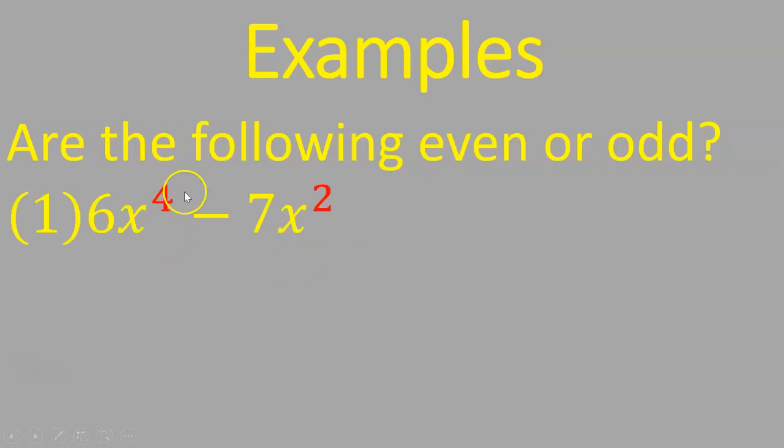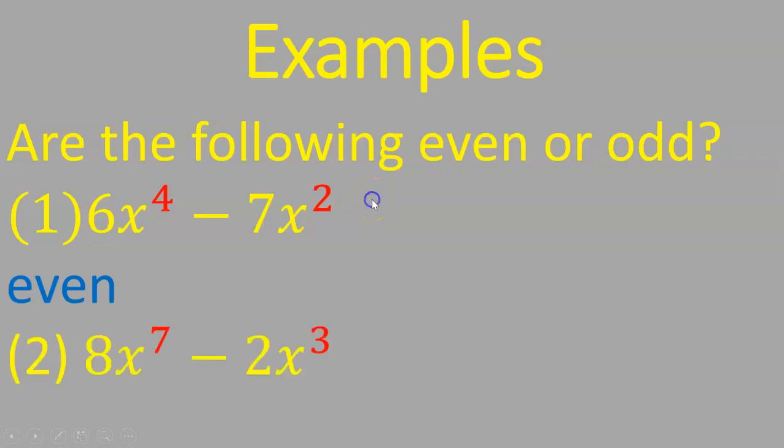So for this one, are the following even or odd? If you have even exponents, we don't care about the 6 and 7. We don't care that 7 is odd. Both variable exponents are even, therefore this is an even function. Question 2, again, we don't really care that 8 and 2 are both even. That doesn't matter. We care only about the variable exponents. They're both odd, therefore it's odd.